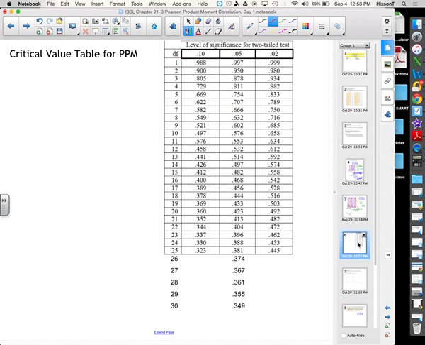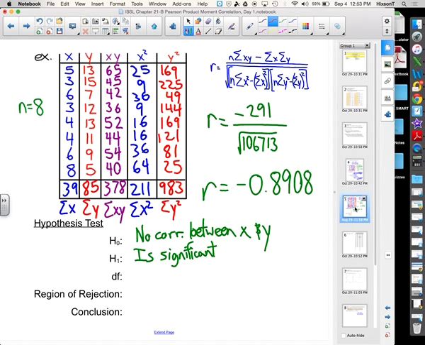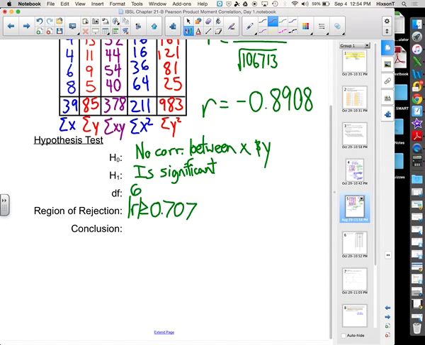So we need to hit at least 0.707. The region of rejection is the absolute value of R greater than or equal to 0.707, because we had 6 degrees of freedom. So what's our conclusion? We would reject H sub naught and say that H sub 1 is correct. There is a significant correlation between X and Y.